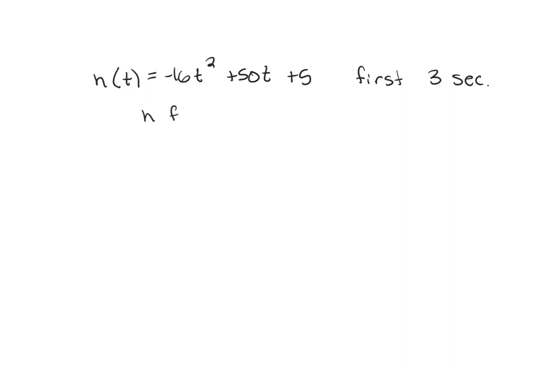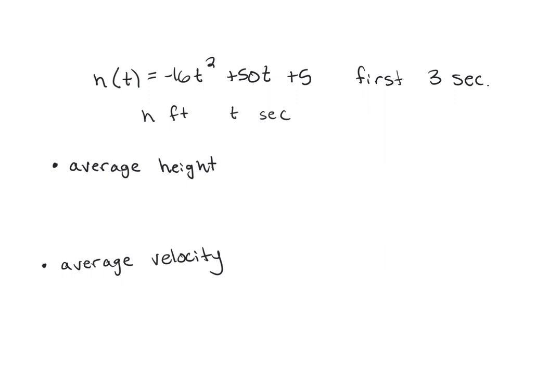Okay, for the next example, I'm going to look at a function that's representing the height of an object over time. So negative 16t squared plus 50t plus 5. And we're going to look at this function for the first 3 seconds. Height is in feet, and time is in seconds. And we're going to do 2 different things. We're going to find the average height of this function and the average velocity.